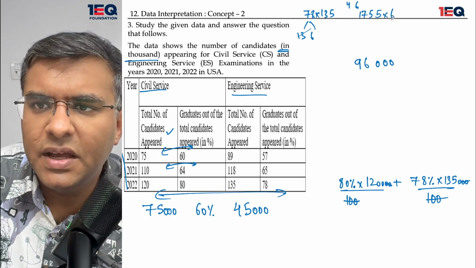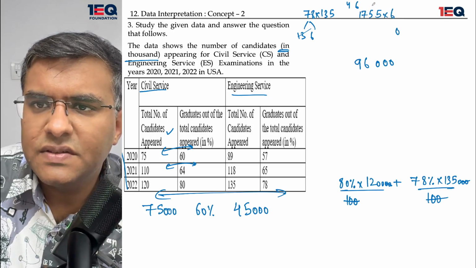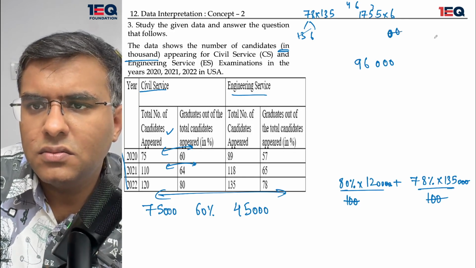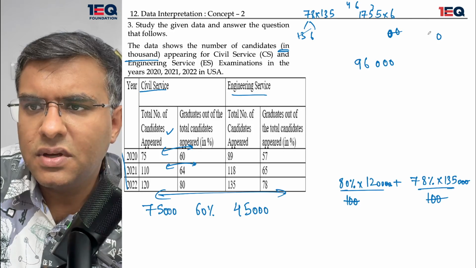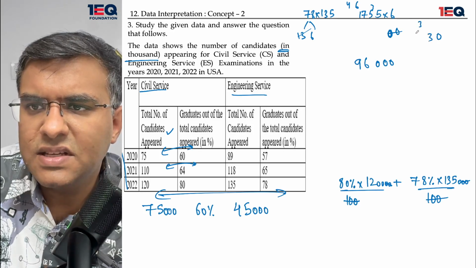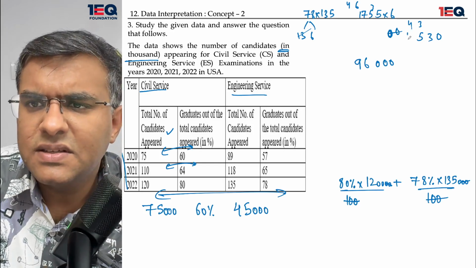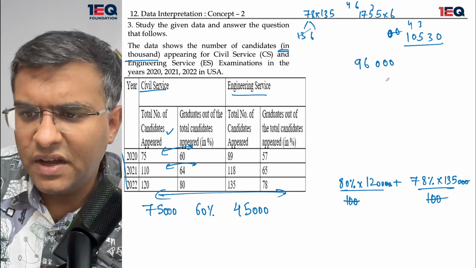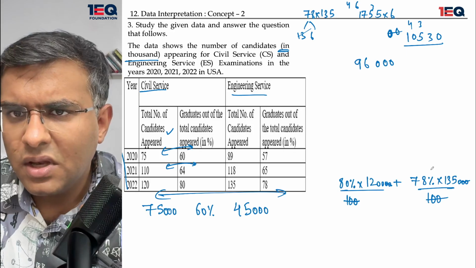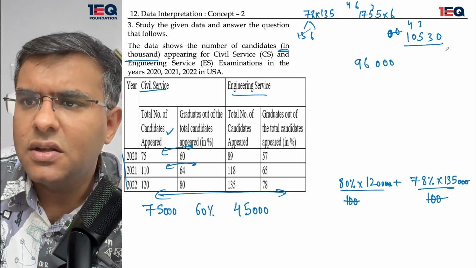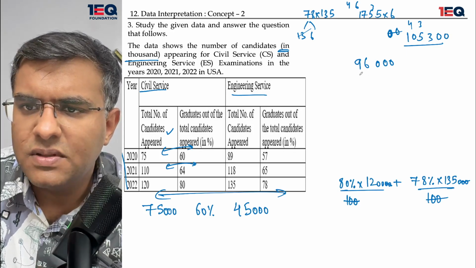13 ones are 13, and 17. 1755 multiplied by 6. Now 6 fives are 30. This makes it 33. 6 sevens are 42. This makes it 45. 6 ones are 6 and 10. 1 0 5 3 0. Am I missing out on any one of the zeros? Yes, I did. So 105300.